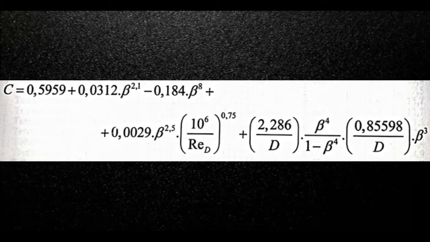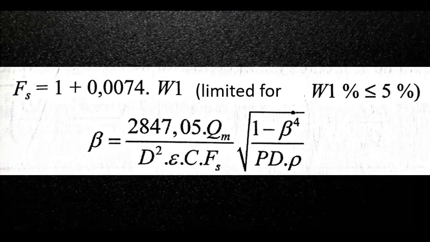In step 5, we calculate the discharge coefficient C. If the diameter D at the fluid flow temperature is less than or equal to 58.615 mm, the coefficient 2.286 will change to 0.39. Step 6. A new beta value is calculated with this formula, where Fs is a correction factor used when the fluid is water vapor with a moisture content W1. For liquid and gas, Fs is equal to 1.